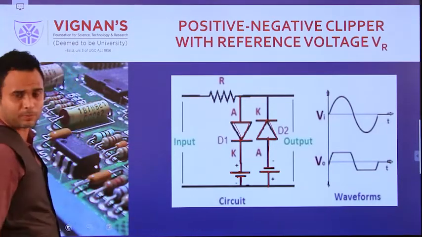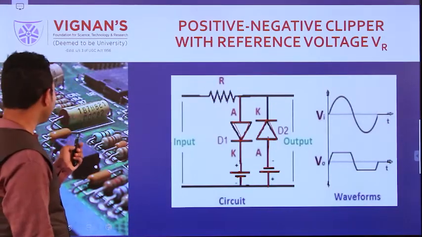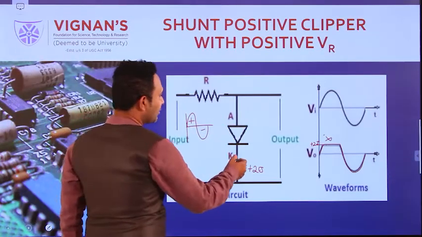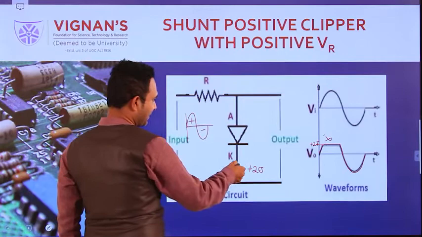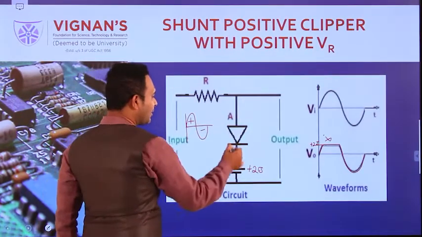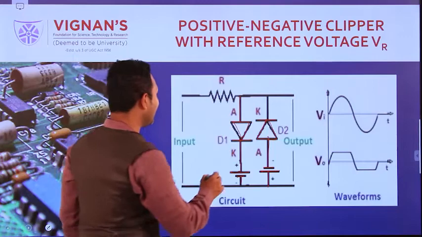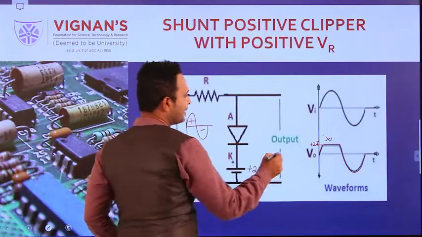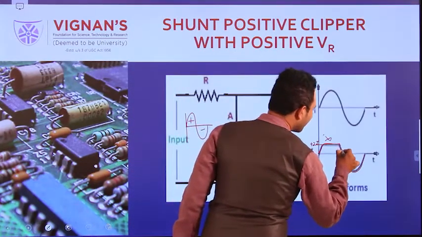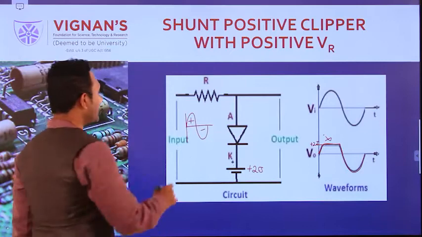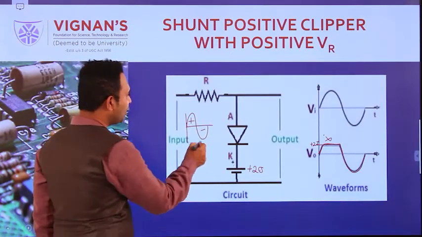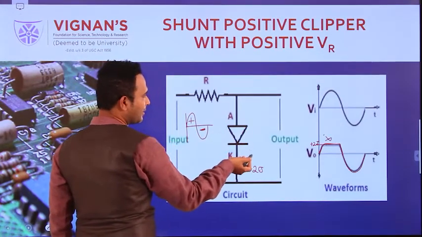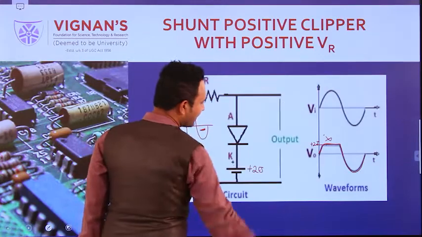So what happened with the output? You can estimate, as previously we saw what happened here. Here anode, cathode, plus, minus. Here also anode, cathode, plus, minus. So only this peak is coming as an output, right? For the negative peak, what happened? Negative is connected to the anode, means the diode is in reverse bias only, then the whole negative peak is coming at the output side.